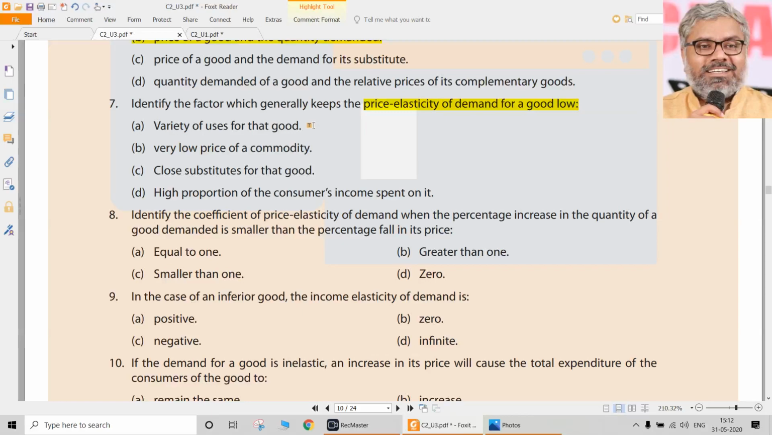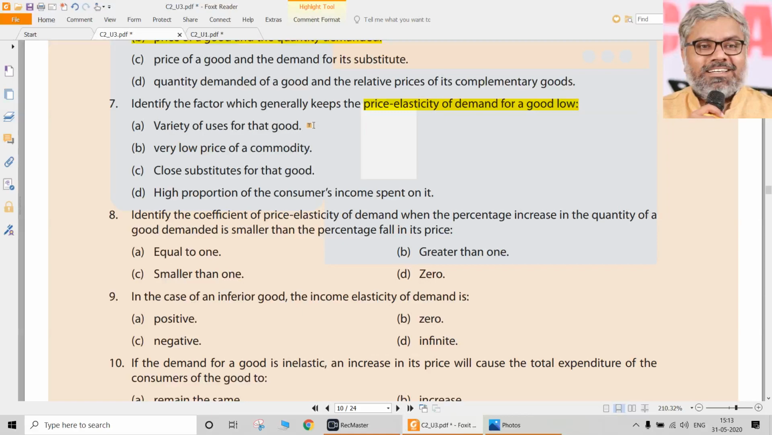Why? Because imagine, particularly when there is a price reduction, then people will be using the same commodity for new purposes also, which they might not be using it earlier. Because this product is possible to be used for multiple purposes. Earlier it was used for a few purposes. Now because there is a price reduction, the same product will be used by public for multiple uses, which naturally increases the demand, which means the price elasticity of demand is high in case a product has variety of uses.